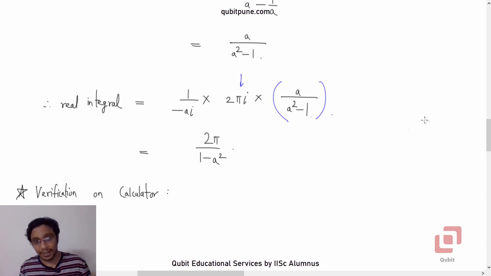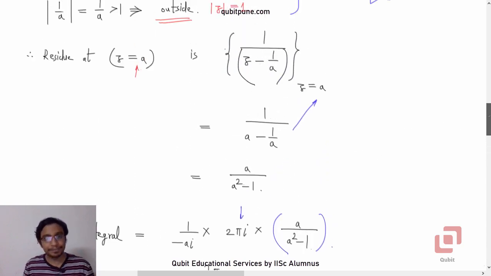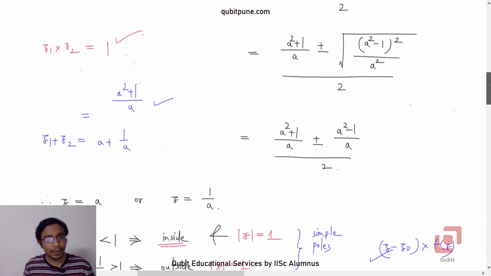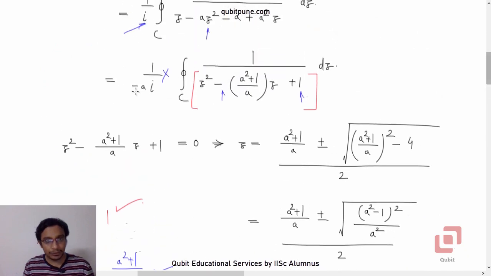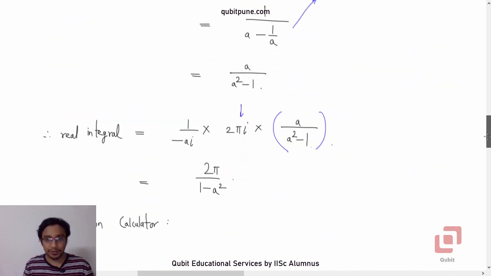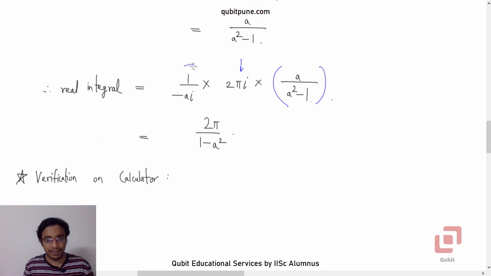Let's also not forget that we have a factor outside, that is 1 upon minus ai. So let us multiply our answer by 1 upon minus ai. This will eventually lead to the cancellation of i. So it is 2 pi, and also a will get cancelled. So it's 2 pi upon minus a squared minus 1, or 2 pi upon 1 minus a squared.